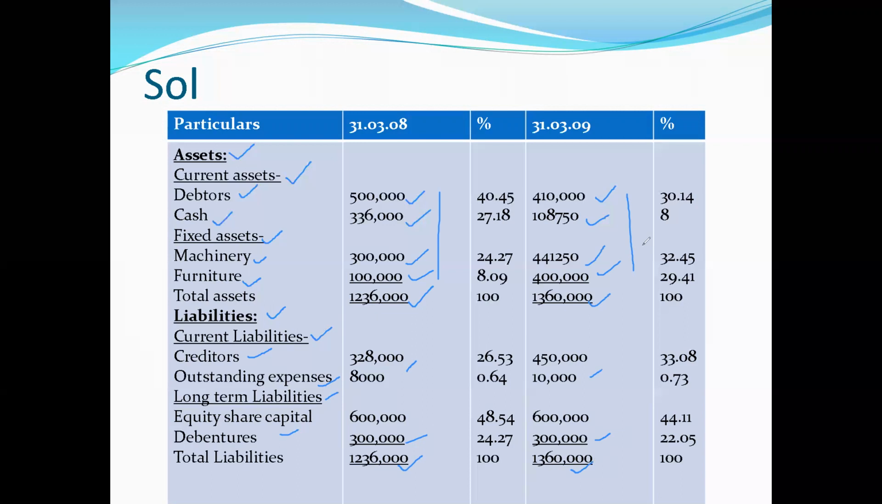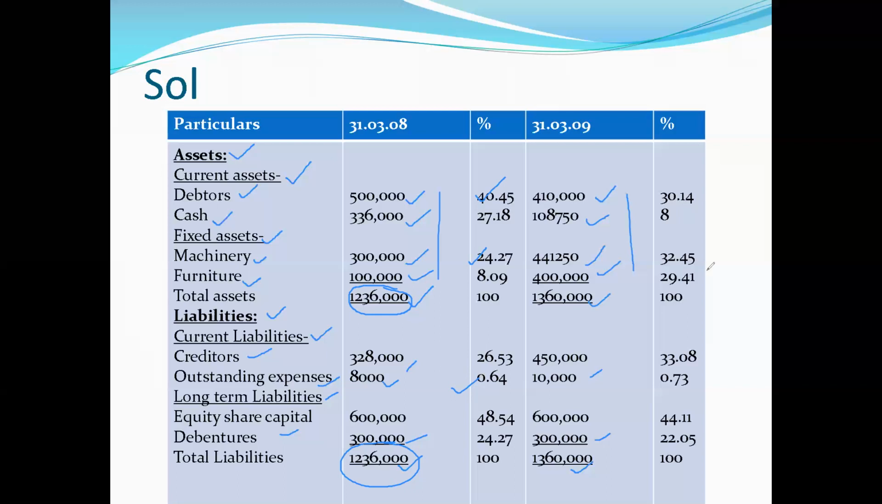Now, in order to calculate the percentage, we will take total assets or total liabilities because the value would be the same. So we'll take it as the base, and we'll take every item in the numerator divided by total assets into 100. So 5 lakh upon 12,36,000 into 100 would be 40.45%, or 3 lakh upon 12,36,000 would be 24.27%. 8,000 upon 12,36,000 would be 0.64%. Likewise, all the items' percentages can be calculated.